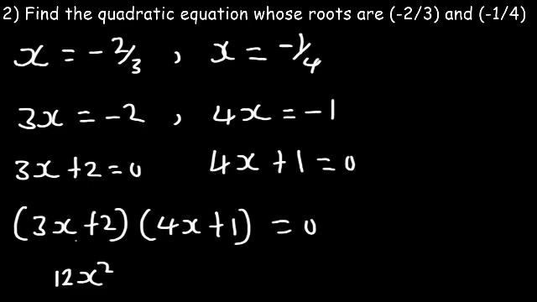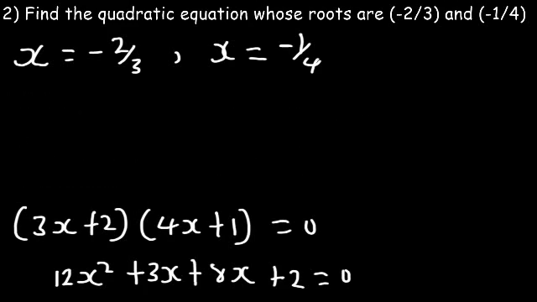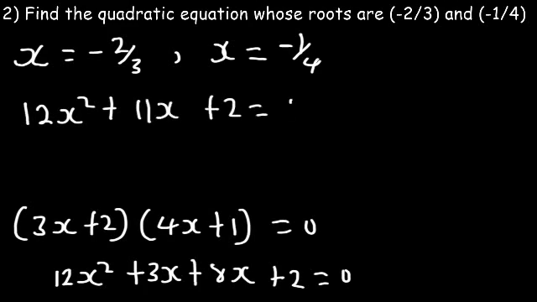Perfect. Let's move on. So 3x multiplied by 1, that should be plus 3x. Then 2 multiplied by 4x should be plus 8x. Then 2 multiplied by 1 should be plus 2. And everything will be equal to 0. And in the end, let me create some little more space. Hopefully you have written that. In the end, I should have 12x squared plus 3x plus 8x. Should that be what? 11x. Perfect. Then plus 2 equals to 0. And this is the quadratic equation that results in the root of minus 2 over 3 and negative 1 over 4.